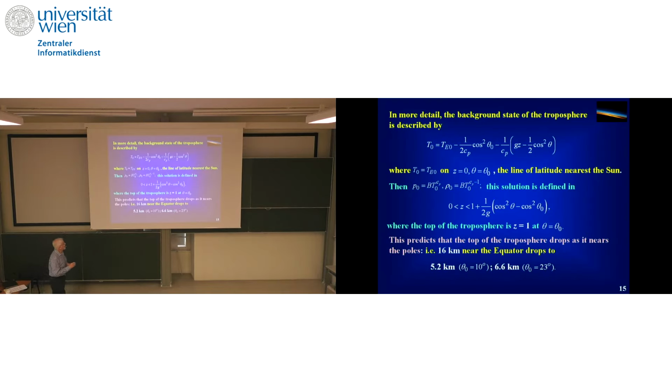What this immediately means, by virtue of that dependence, is that the top of the troposphere necessarily drops as you approach the pole. So, for example, if you take the maximum height of the troposphere to be roughly 16 kilometers, then it will drop to between 5 and 6.5 kilometers as you approach the poles.